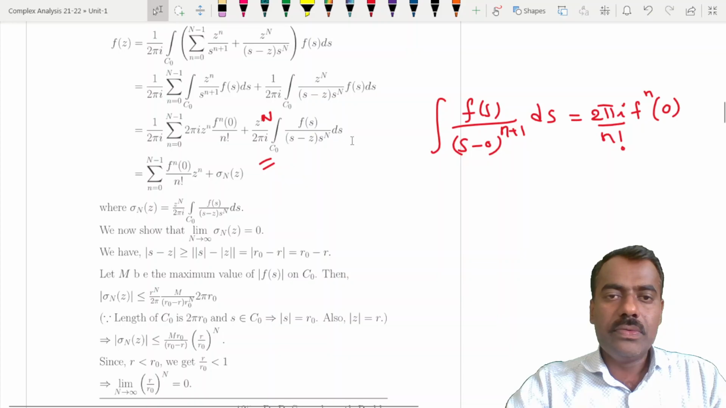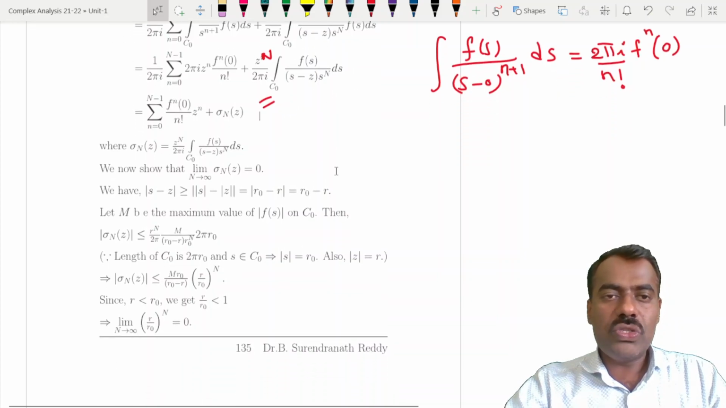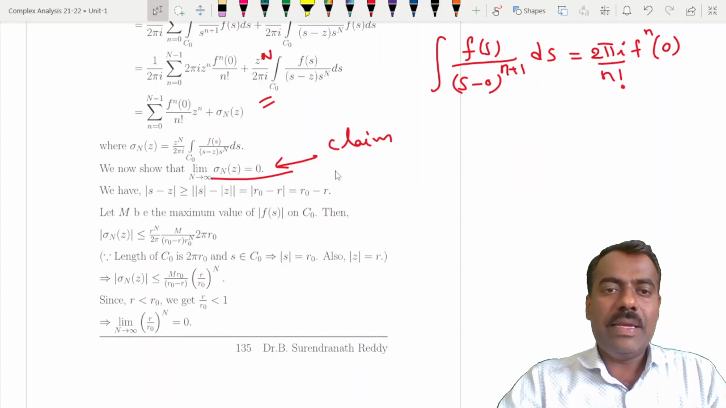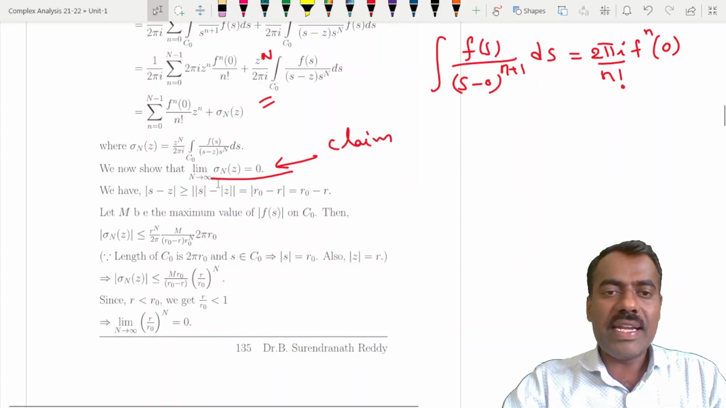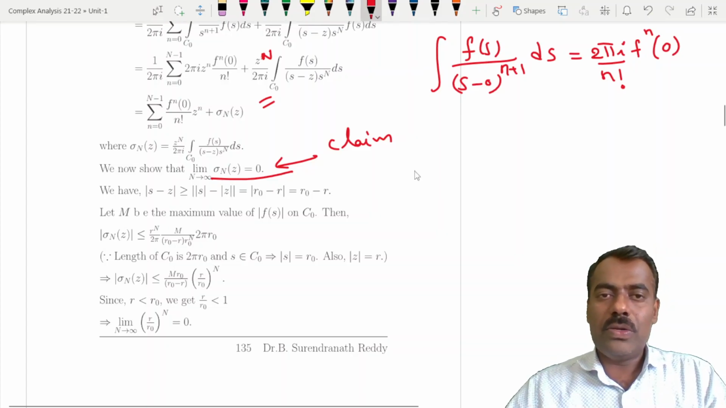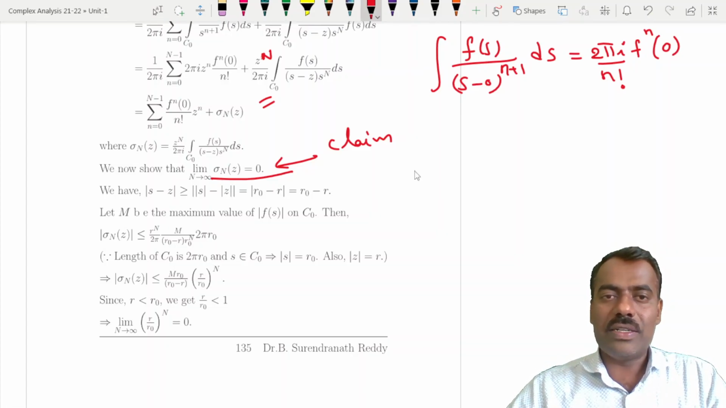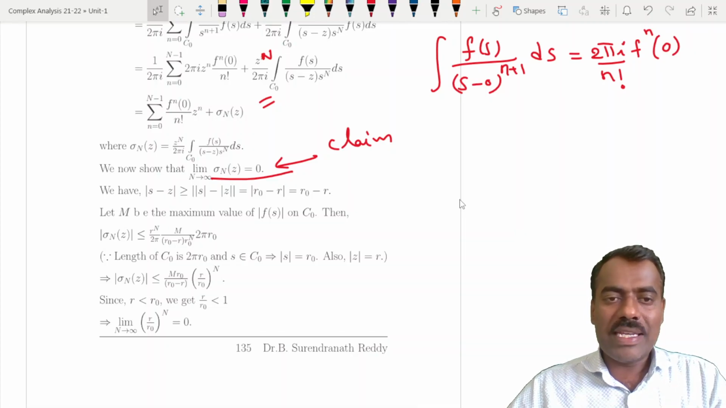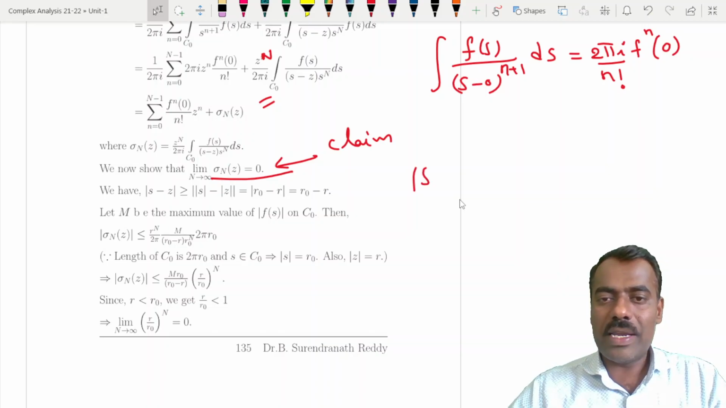Now the idea is we would like to show that this value tends to 0 as capital N tends to infinity. So this is our claim, that the limit of sigma N of z as N tends to infinity is 0. So that means we want to know the modulus of this integration. Again, by using the ML inequality, we want to know what is the maximum value it can take here. So we want to know mod s minus z and mod f of s. Mod s minus z by triangle inequality is greater than or equal to mod s minus mod z.